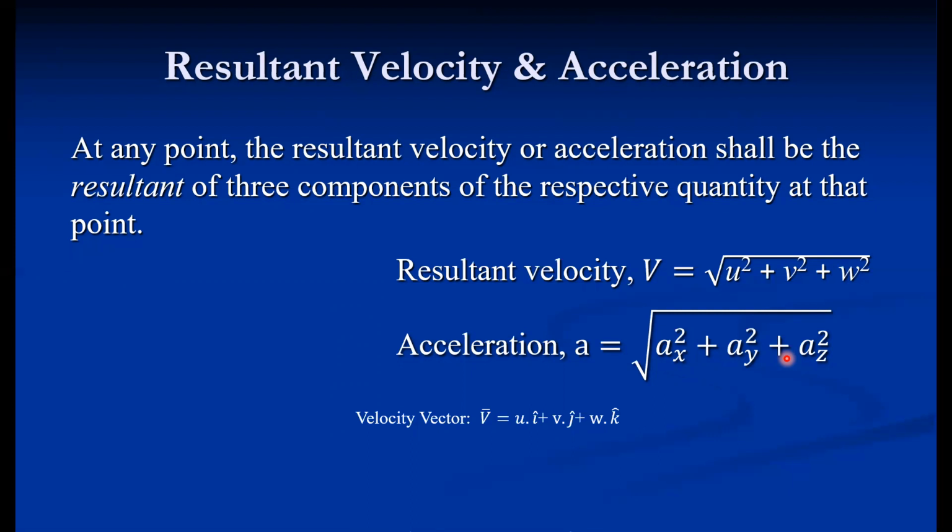So the velocity vector is given by v bar, that is equal to u into i hat plus v into j hat plus w into k hat. Similarly, the acceleration vector a bar is equal to ax into i hat plus ay into j hat plus az into k hat. So this way, we can calculate the velocity and acceleration in both approaches, that is the Lagrangian approach and the Eulerian approach. The difference is that in the Lagrangian approach, we have estimated velocity and acceleration for a particular particle, and in the Eulerian approach, we have estimated the velocity and acceleration at a particular point.